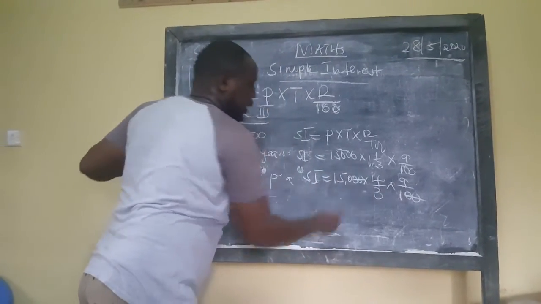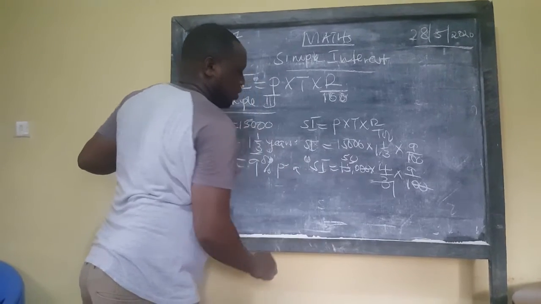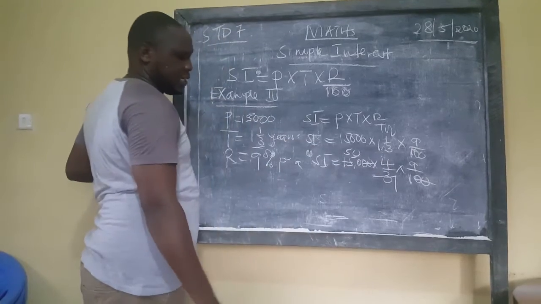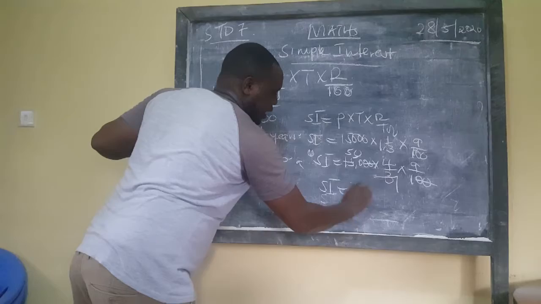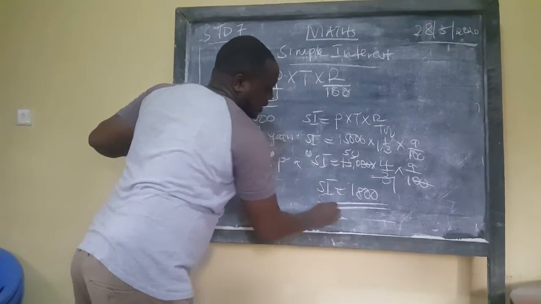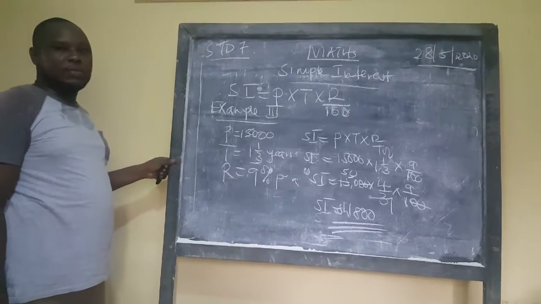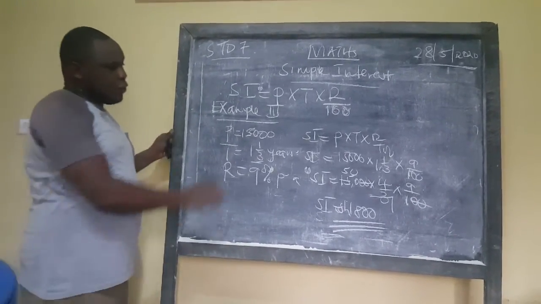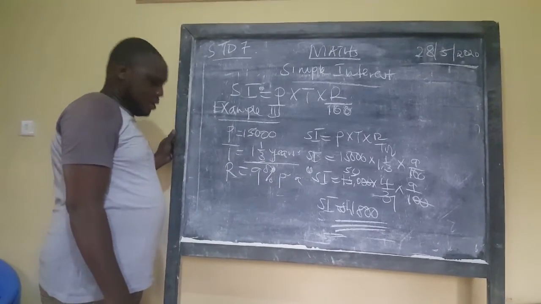This and this will cancel. By 3, 1 by 3, 5,000. So 50 times 4 times 9. 50 times 4 is 200. 200 times 9, the simple interest will be 1,800 shillings. So that's how you get the simple interest for that particular question. You realize that if you follow the right method, you are going to arrive at an answer.